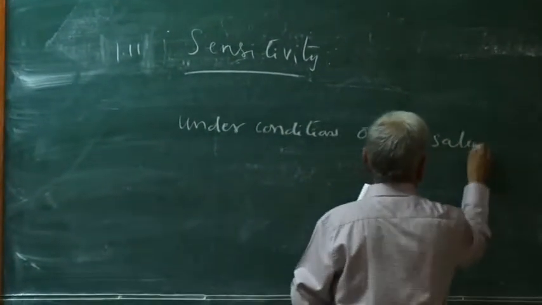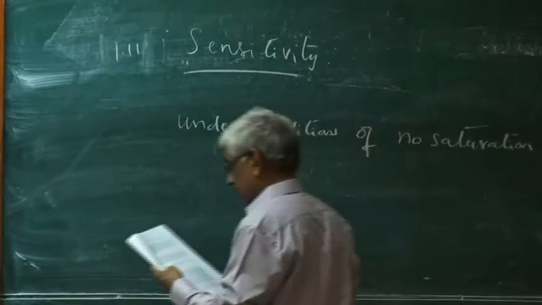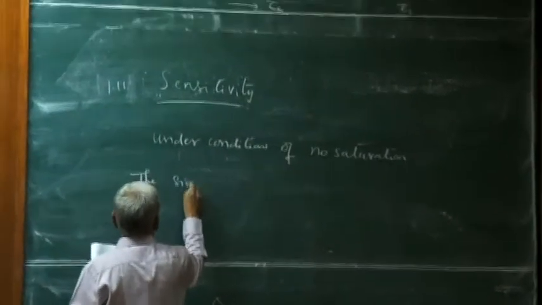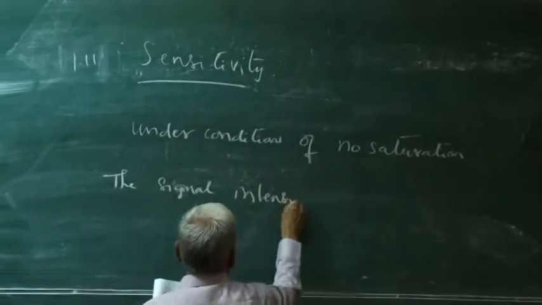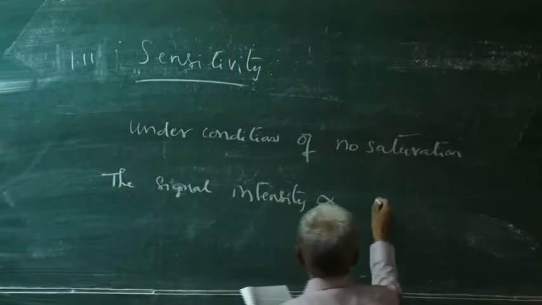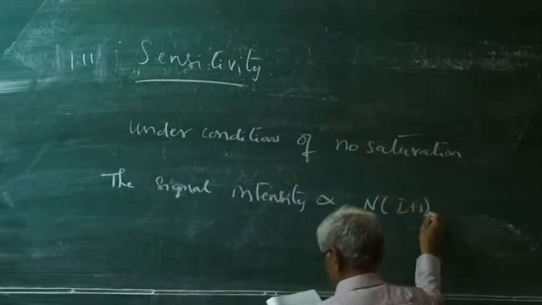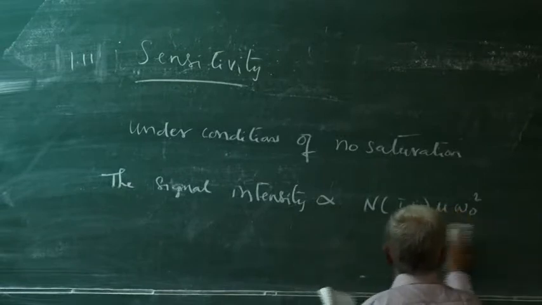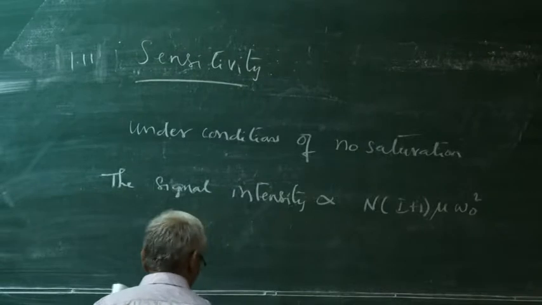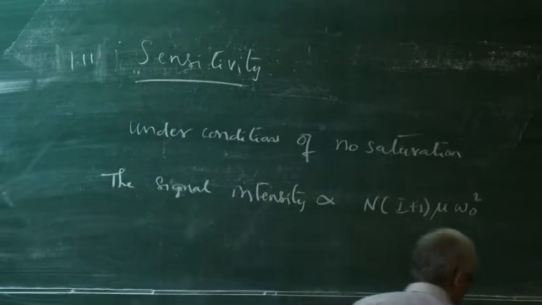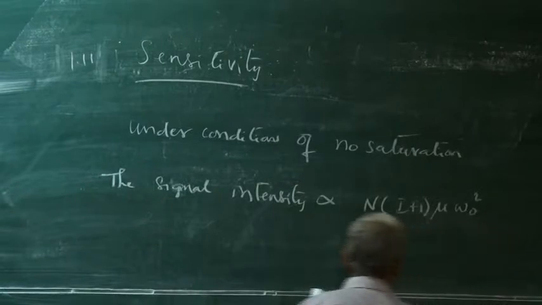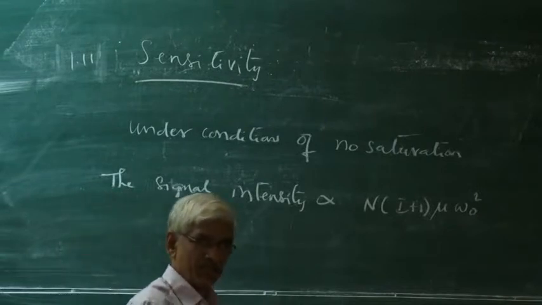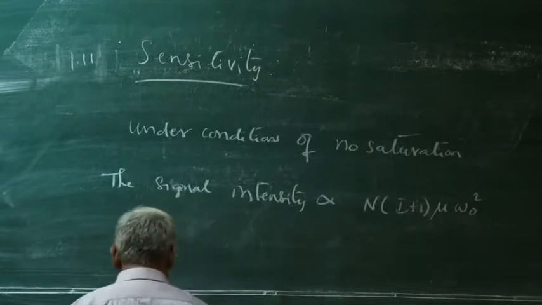No saturation. So one can derive the obtainable signal intensity. So sensitivity is actually proportional to the square of your magnetic field, ideally, but of course in practice you don't get that square factor, you get a 3 by 2 factor, because of the noise components, which are not included in the calculation, which is instrumental in nature.